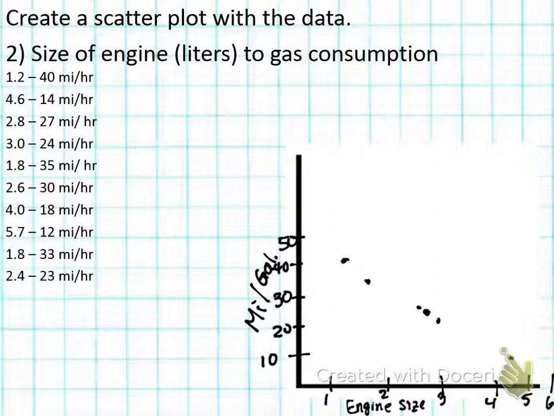Next one is 4 liters, 18 miles a gallon. Next one's 5.7 liters, 12 miles a gallon. Next one is 1.8 liters, 33 miles a gallon. Last one, 2.4 liters, 23 miles a gallon.